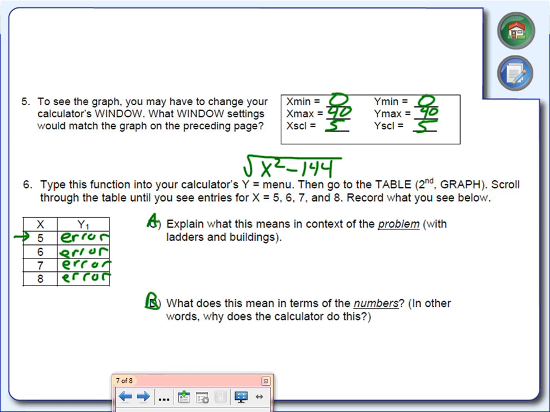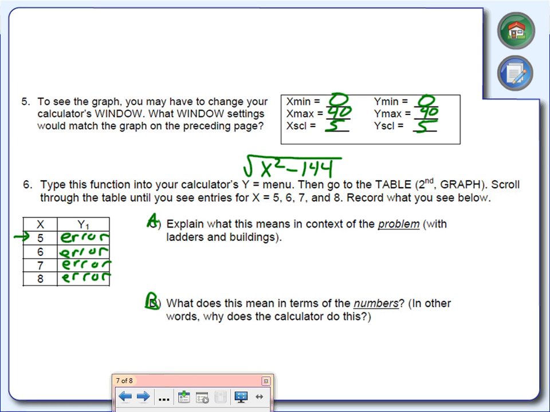All right, let's see what you guys came up with. B, again, what does this mean in terms of the numbers? Why are we getting the error for 5, 6, 7, and 8 on our calculator? What's that? What's imaginary? Because it's squaring. Because we're squaring.